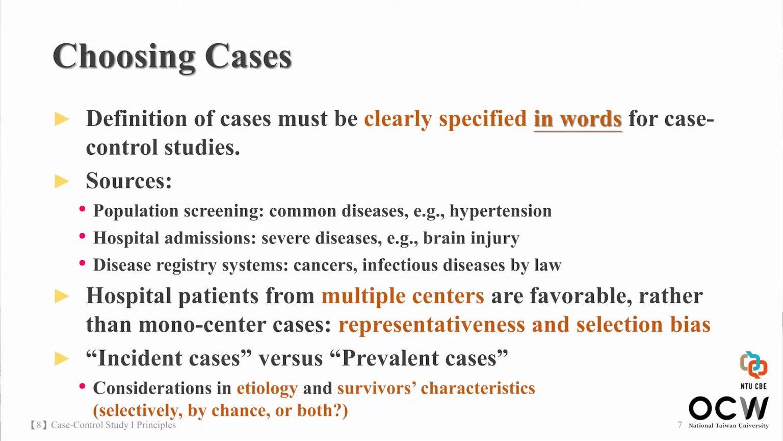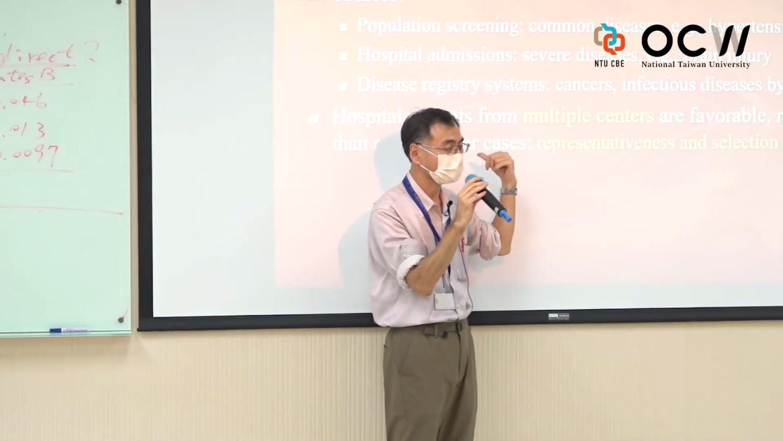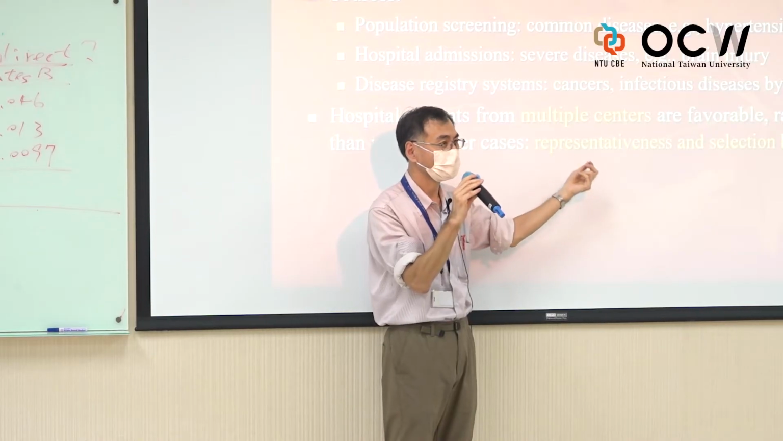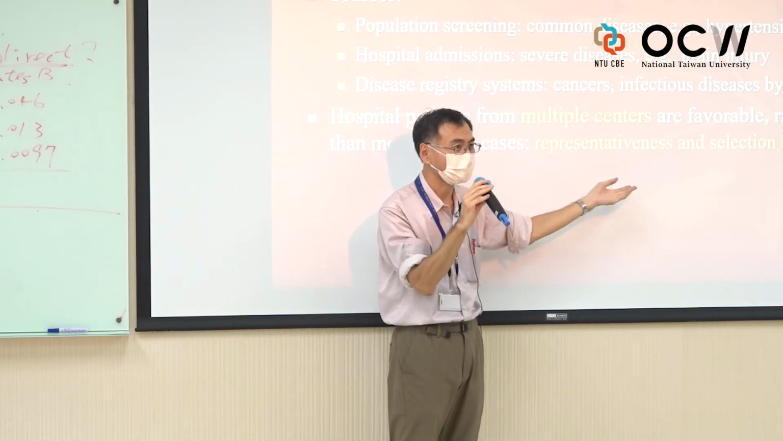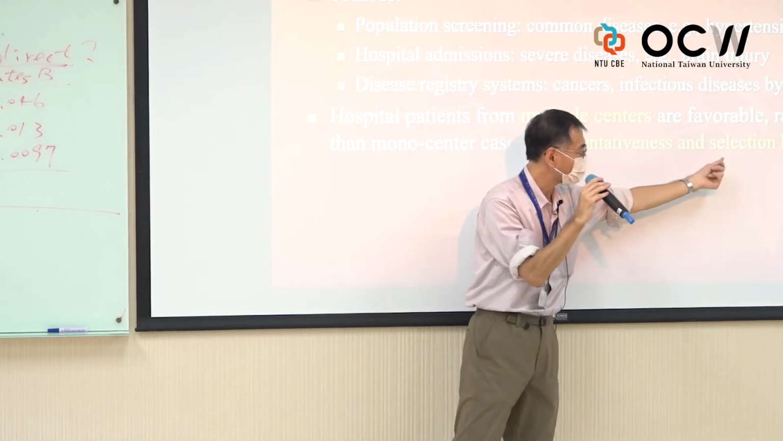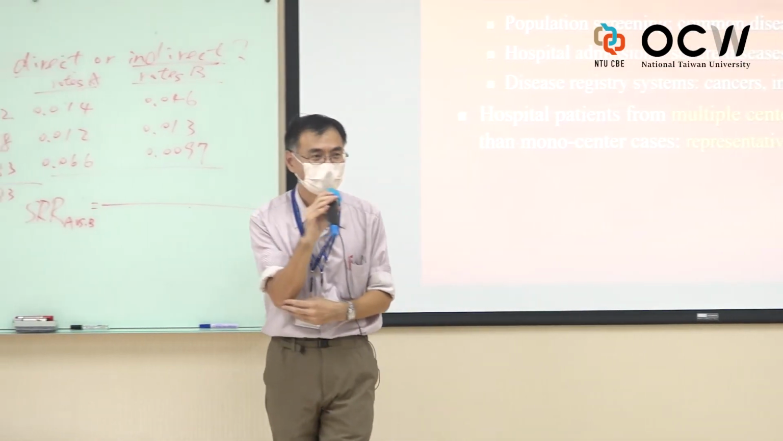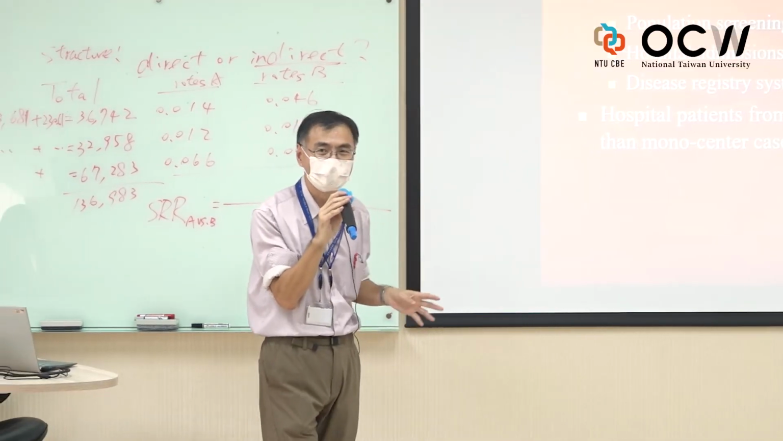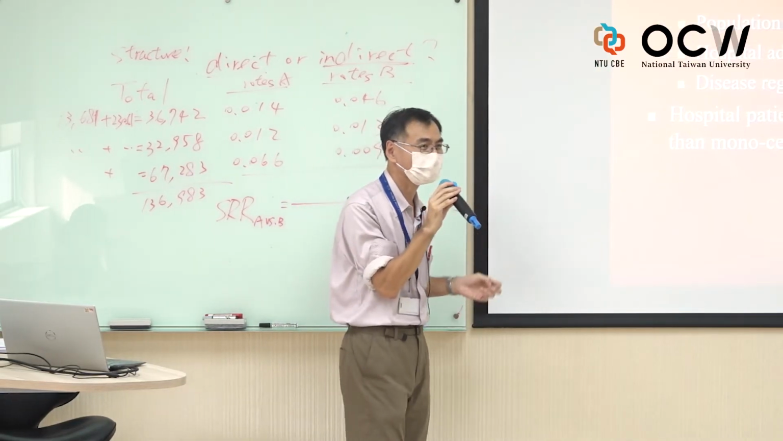But if you want to identify the cases from hospitals or clinics, it would be better to get those patients from multiple centers, because if we just try to identify those cases in a single center, it's more likely to have the issue of representativeness. In other words, the sample you have in a single hospital might not be representative enough of the general population you want to refer your research outcome to. Or even worse, it could be possible to have selection bias. Like what I said before, it's very unlikely to control it. The best way is to avoid it or minimize it.